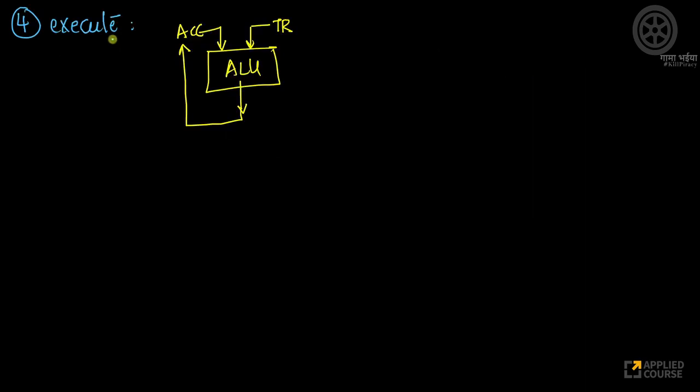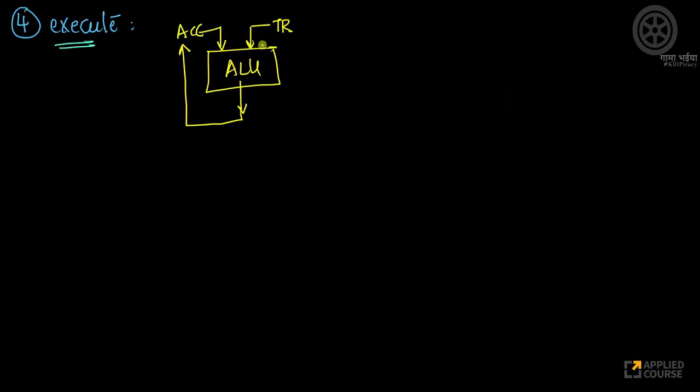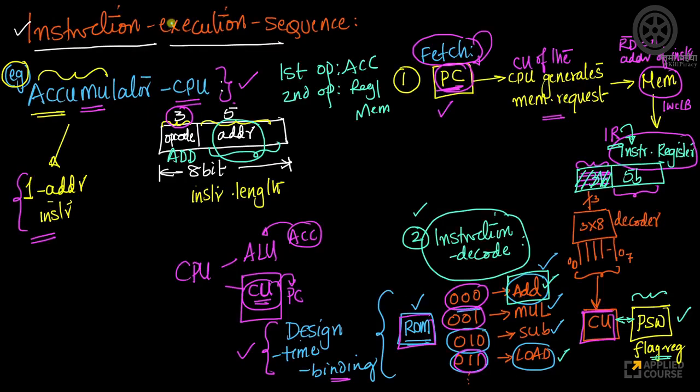Now what does the ALU do? The next stage is called the execute stage. In the execute stage, my ALU will take one input from the accumulator, the other input from the temporary register. Remember, in the previous stage, my data from the register or from memory is stored in the temporary register. So it takes these two inputs, and it outputs the result back to the accumulator. Again, this is the instruction execution sequence of an accumulator CPU. If the CPU architecture is different, the logic will be slightly different, but the broad stages will be the same.